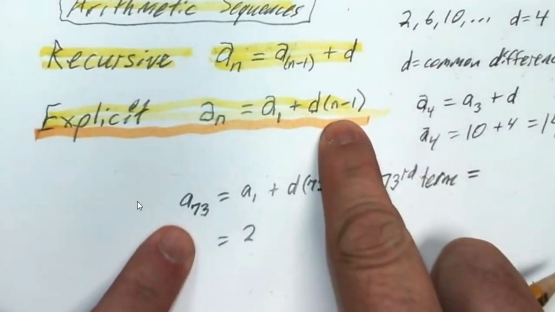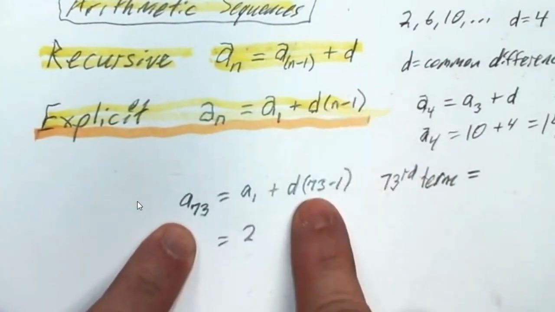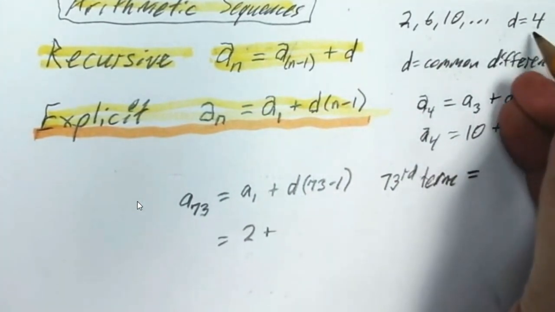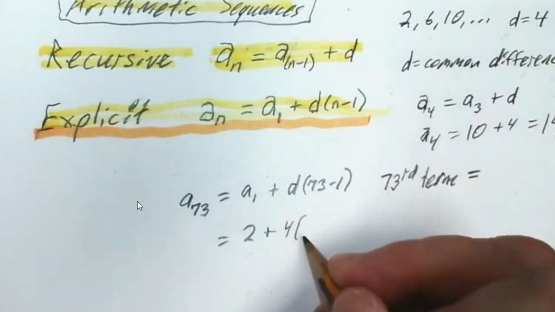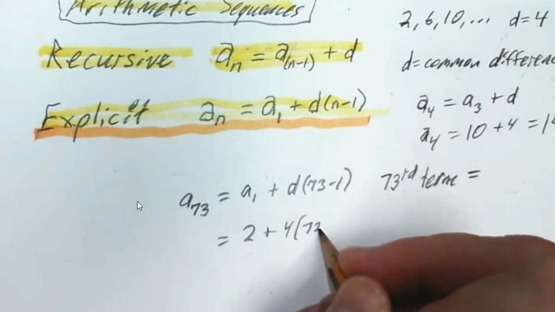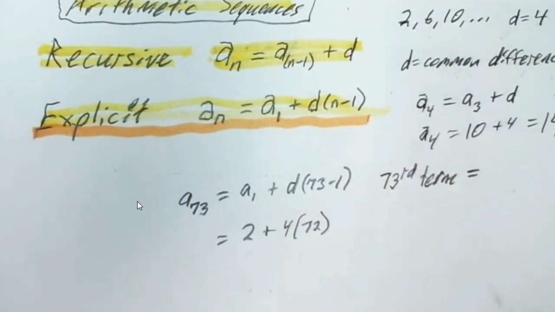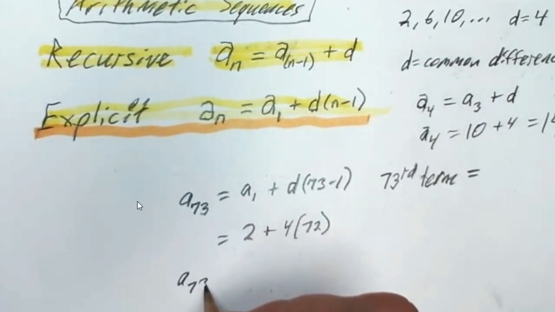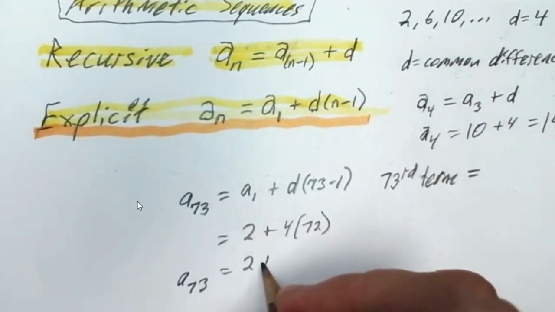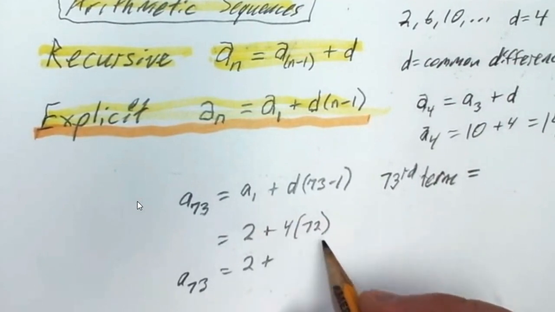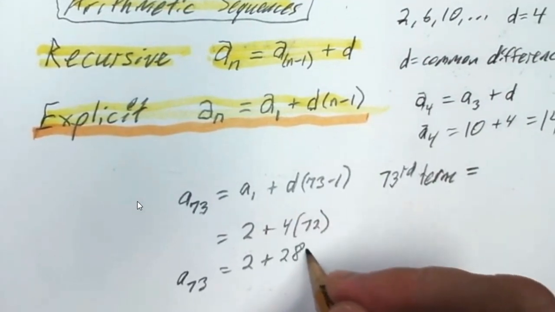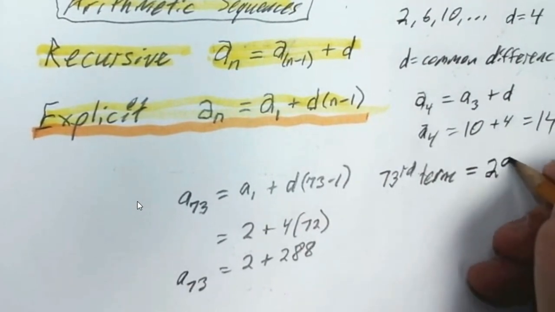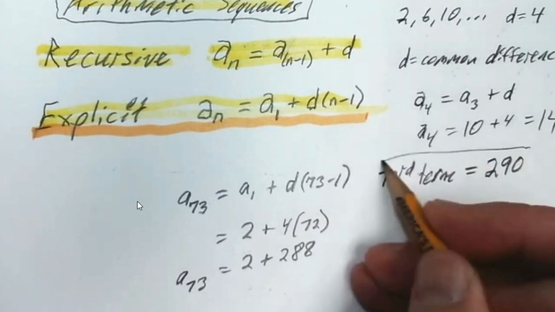Because n is 73. So the common difference for our sequence right here is 4 times 73 minus 1 is 72. So a sub 73 equals 2 plus 4 times 72, which is 288. So the 73rd term is 290.